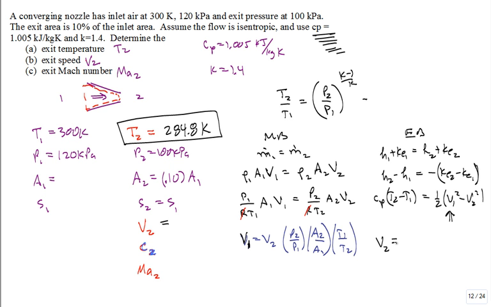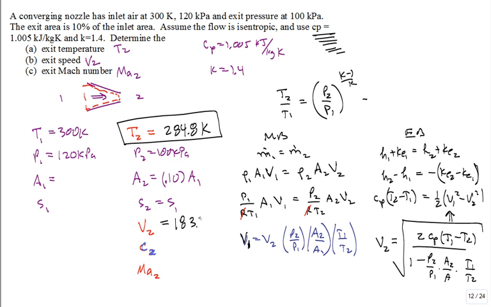And then when you do just a couple steps of algebra, you get the square root of 2 times specific heat, T1 minus T2, divided by 1 minus P2 over P1 times A2 over A1 times T1 over T2. I didn't say it was pretty. It's just doable, right? Now, boom, I plug it in and I run the numbers and I find that the exit velocity V2 is 183.2 meters per second.